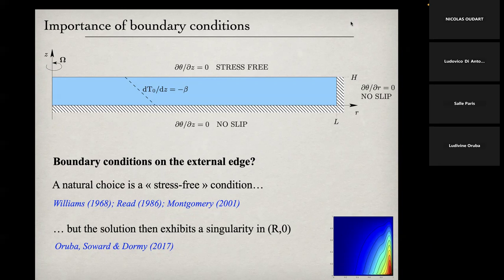So we were first tempted to choose a stress-free outer boundary condition, which is the most natural choice at first glance. However, we have shown by combining simulations and mathematical development that a stress-free outer wall yields a singularity which appears at the external bottom corner here, a singularity which will modify the whole flow in the whole domain. So in the end, we have chosen a no-slip outer wall.